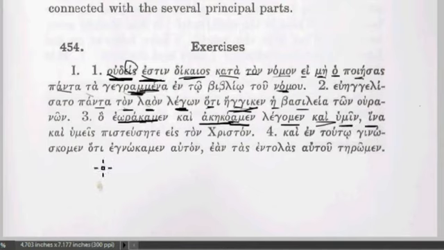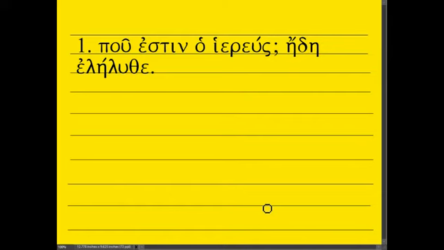Hina, in order that, takes the subjunctive. Kai humes, probably even you, emphasis there, even you. Pisteusete, here's the subjunctive we were expecting, second person plural, aorist subjunctive, so even you might believe eis ton Christon, in Christ. So that which we have seen and heard we say also to you, in order that even you might believe in Christ. All right, well, let's turn our attention now to the composition exercises.